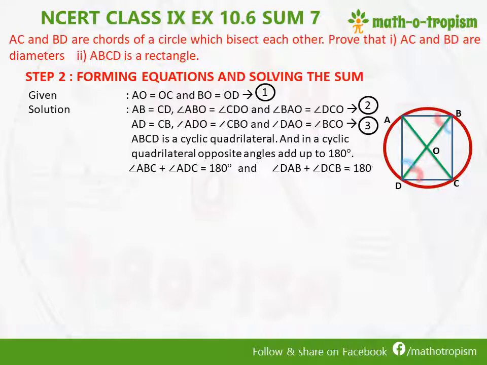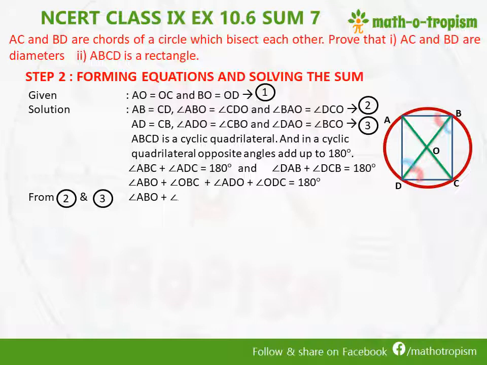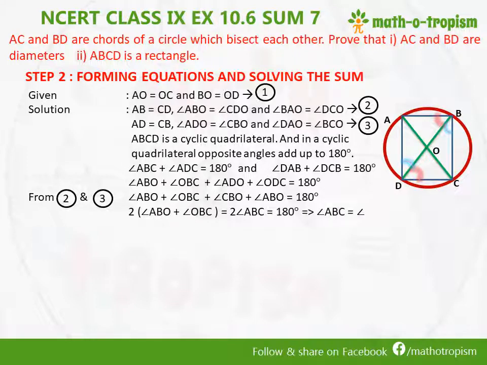So ABC can be split into its constituent angles of ABO and OBC, and similarly ADC can be split into ADO and ODC. But from equation 2 and 3, we can see that ABO and ADO are equal, and similarly CBO and ODC are equal. So we'll substitute. So we get ABO plus OBC plus CBO plus ABO is 180 degree, which is nothing but twice of angle ABO plus angle OBC, which is twice of angle ABC, equal to 180 degree, which implies that angle ABC is 180 times 1 divided by 2, which is 90 degree.